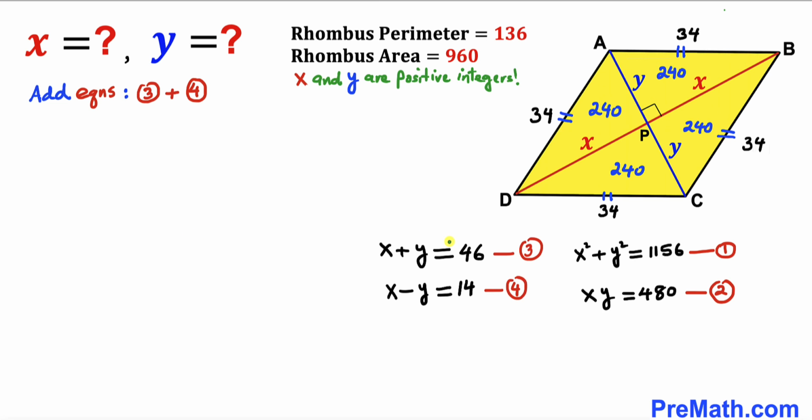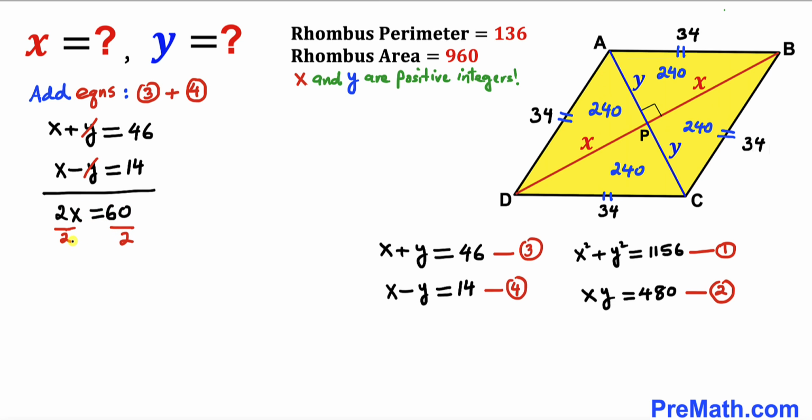Here's our next step. Let's add equations 3 and 4. Here I have copied down equations 3 and 4. Now let's add them. We can see the positive y and negative y are gone, so we end up with 2x equals 60. Let's divide both sides by 2, so our x value turns out to be 30.